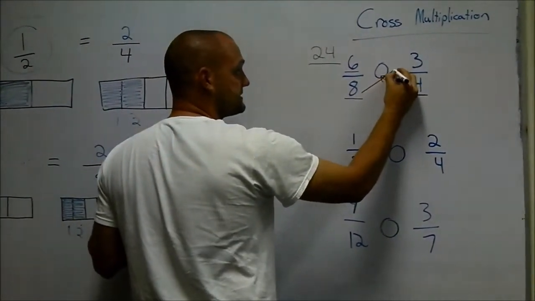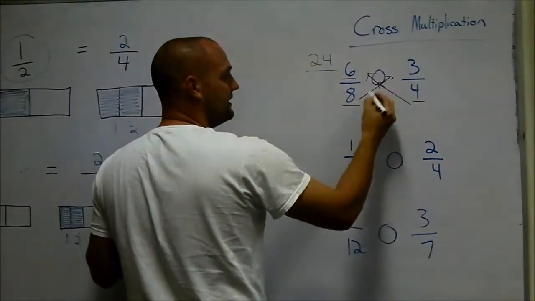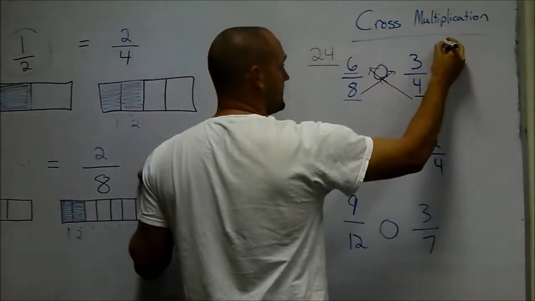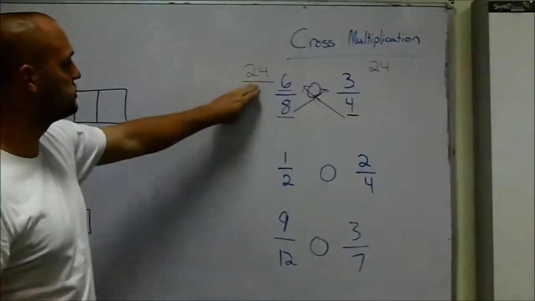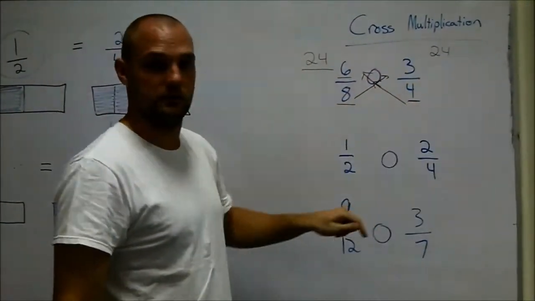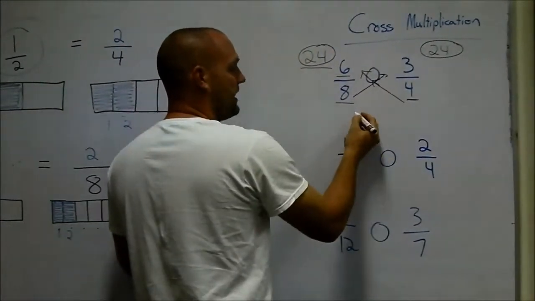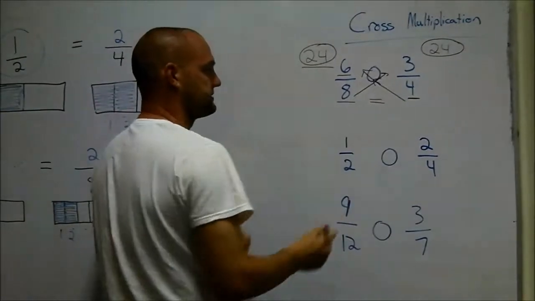We cross. Now you guys can see why we cross multiply. It makes a cross or an X. We multiply 8 times 3. And 8 times 3 equals what? You guessed it, 24. So, if these two numbers are equal, that means the fraction is actually equal as well. So 6/8 is equal to 3/4.